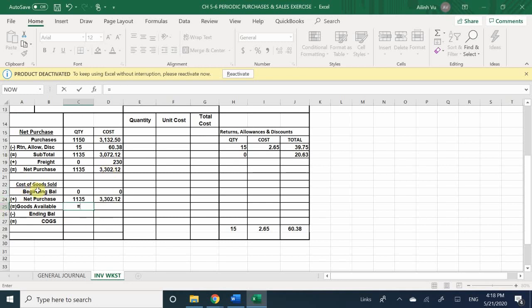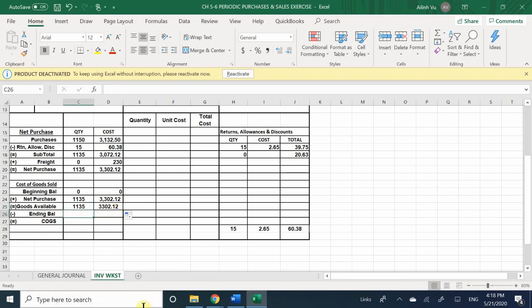212. All right. And it says here to find the goods available is going to be your beginning plus your net purchases. Since we have 0 on both sides, this is the total amount of goods available you have to sell. And this is how much it's going to cost you.